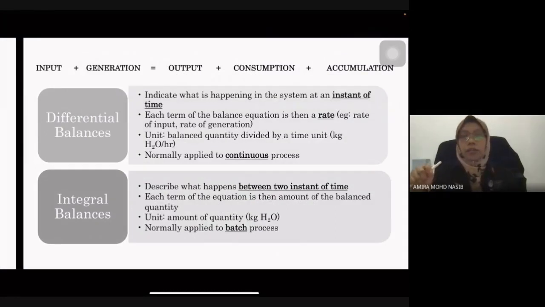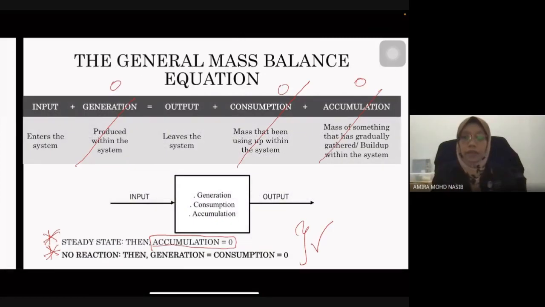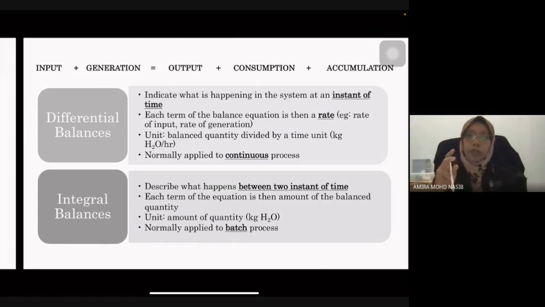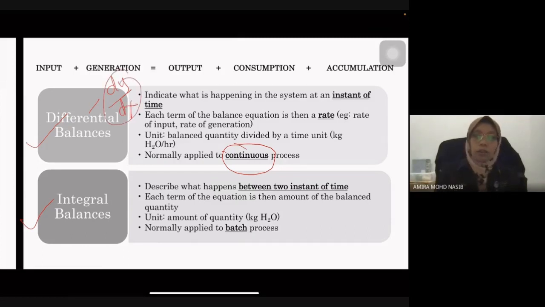Next, this mass balance equation can be divided into two, which are differential balance and integral balance. Basically, differential balance is used for continuous processes. We know that for differential balance we use dy/dx, or d/dt, something like that, where t is the instant of time. It indicates the rate of something at an instant of time.